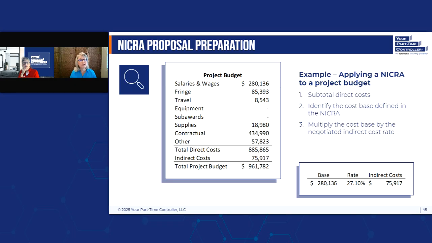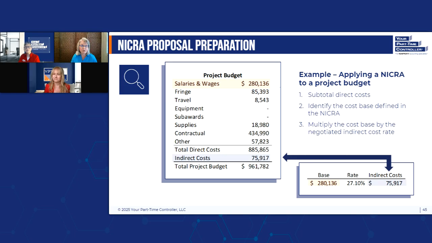And finally, here is an example of how to budget when you have a NICRA. This example uses direct salaries and wages as the base of the indirect cost rate. Step 1 is you subtotal the direct costs. Step 2, identify the cost base defined in the NICRA. In this example, it is direct salaries and wages. And step 3, multiply the cost base by the negotiated indirect cost rate. And there you have applied your negotiated rate.